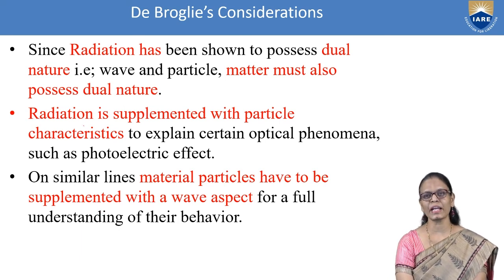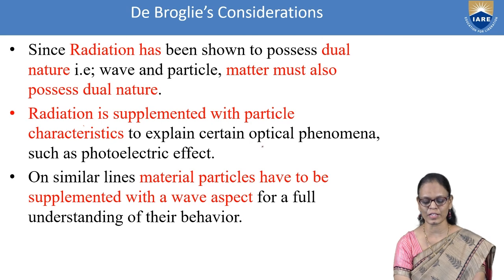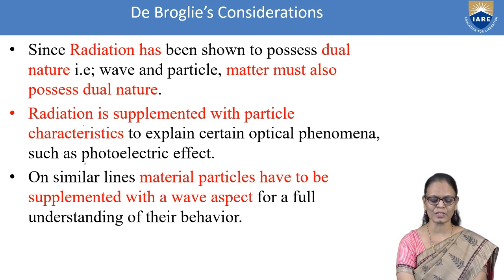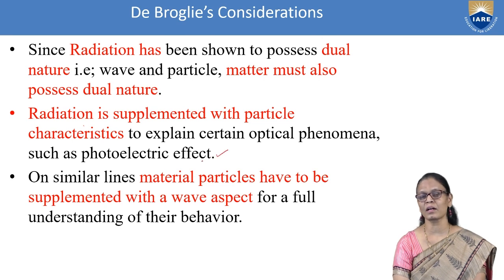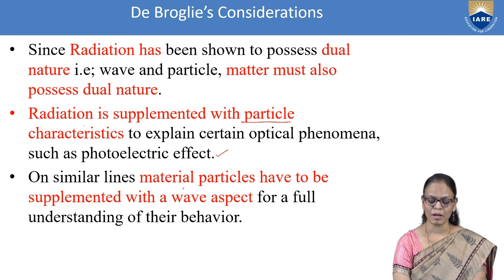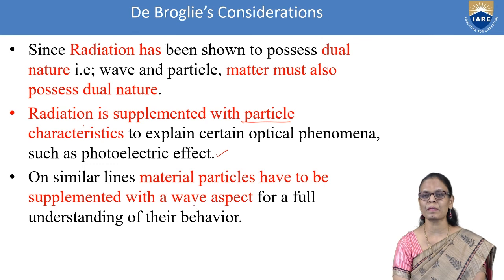Now, radiation is supplemented with particle characteristics to explain certain optical phenomena such as the photoelectric effect. To explain the photoelectric effect, I told you Einstein used the concept of Planck's theory, where he considered it as particle. And on similar lines, material particles also have to be supplemented with wave aspect. When radiation could be supplemented with particle characteristics, his thought was material particles also can be supplemented with wave aspect for the full understanding of their behavior. This is what de Broglie proposed.